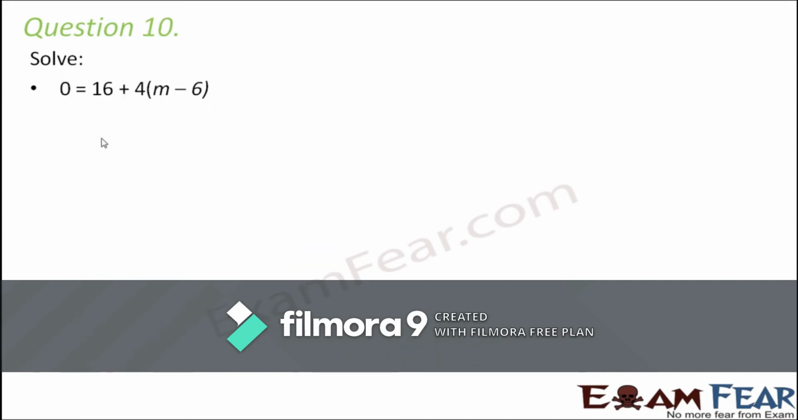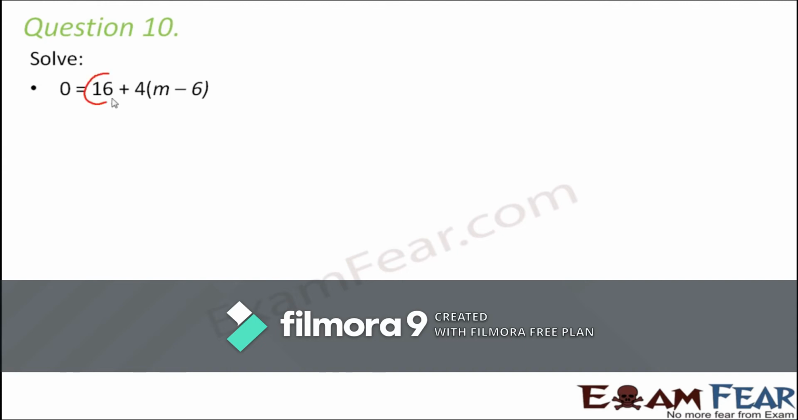Question number 10. 0 is equal to 16 plus 4 into m minus 6. So here also the same thing, we will have to bring all the variables on one side. So let us try to bring the variables on the left hand side and the constants on the right hand side. So how can we do that? Let's see how we do that.